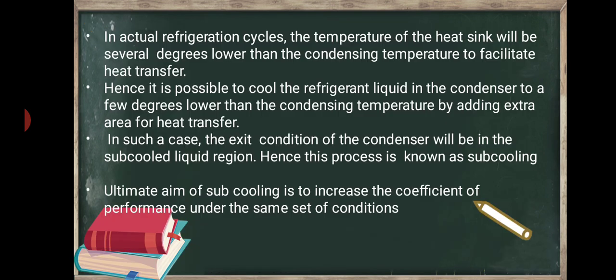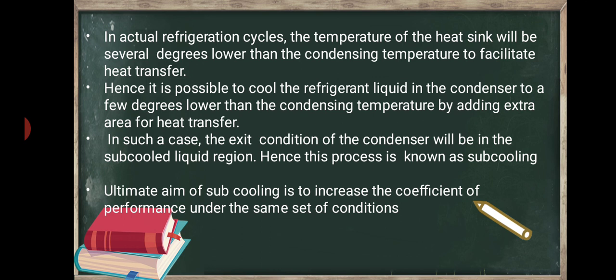In the actual refrigeration cycle, the temperature of the heat sink will be several degrees lower than the condensing temperature to facilitate the heat transfer. So this point clearly explains what is happening. Hence, it is possible to cool the refrigerant liquid in the condenser to a few degrees lower than the condensing temperature by adding extra area for the heat transfer. In such cases, the exit condition of the condenser will be in the subcooled liquid region. Hence, the process is known as subcooling. So it's nothing but the condenser in the subcooled region.